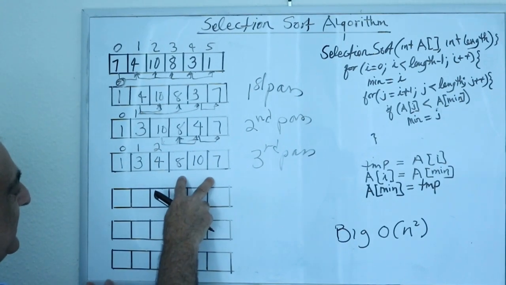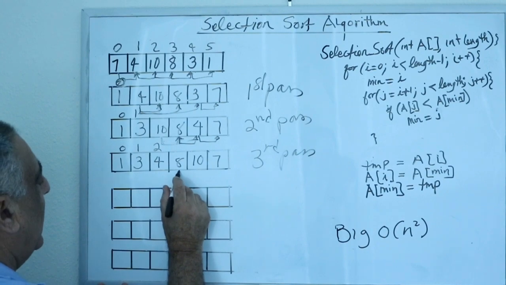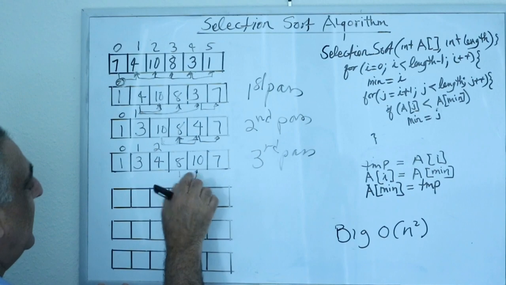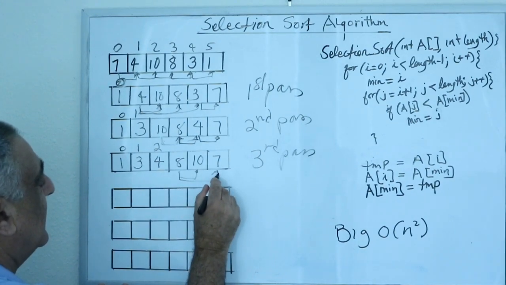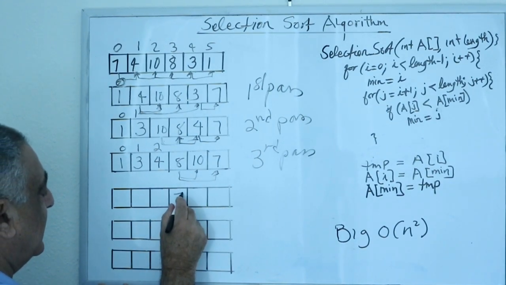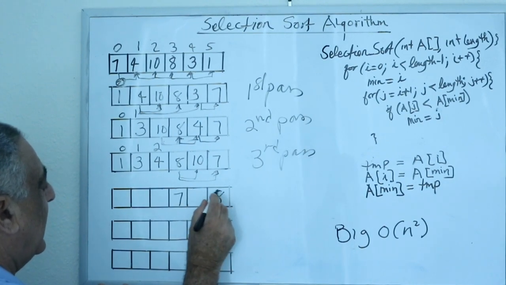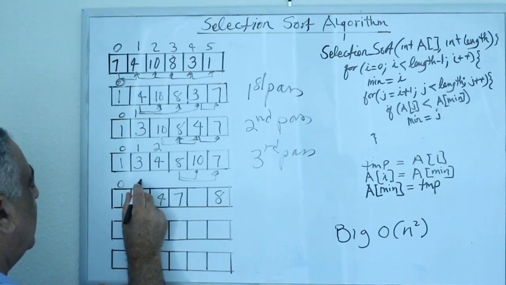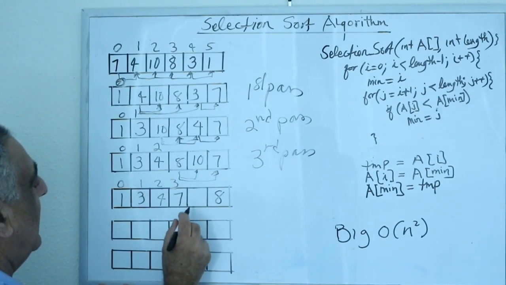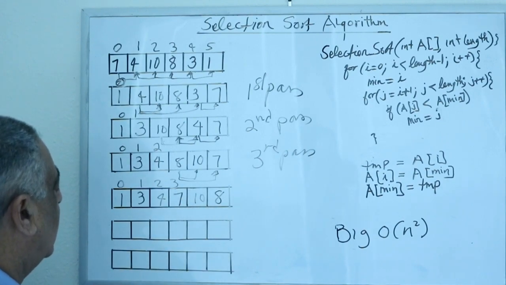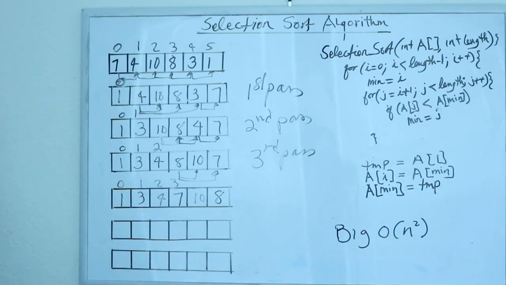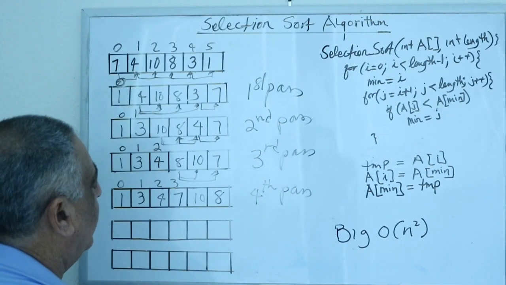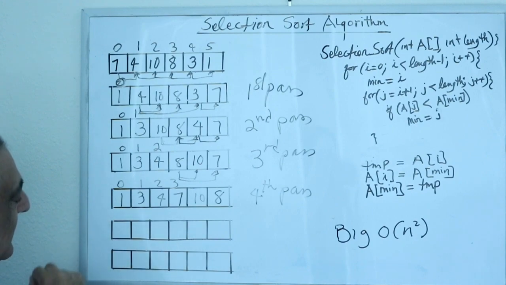Okay. So now I have these 3 numbers left. I need a number smaller than 8. 10 is not less than. Well, 7 is. So I'm going to compare 7. I'm going to swap 7 and 8. So now I have 1, 3, 4. So this is 0, 1, 2, 3. And put my 10 there. So this is what I have so far. So my fourth pass, I have the 4th smallest number in order.